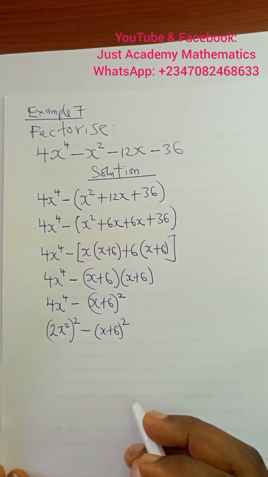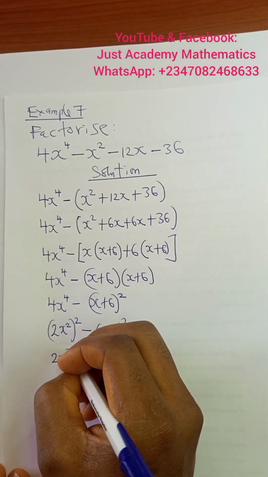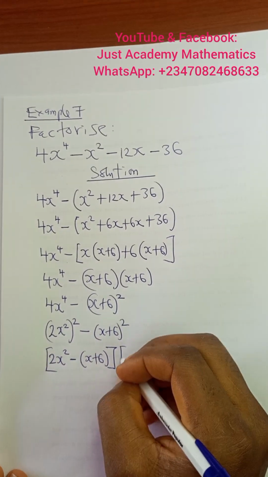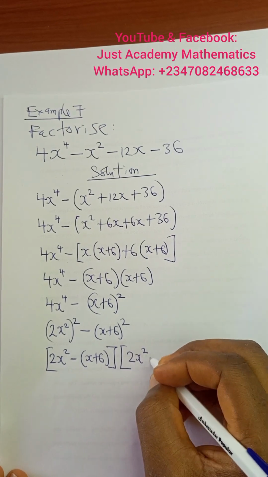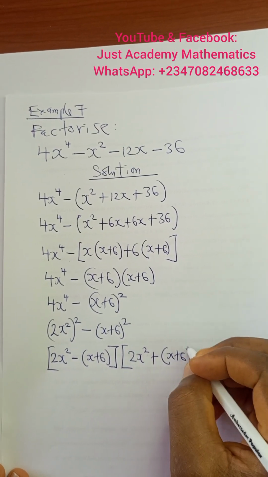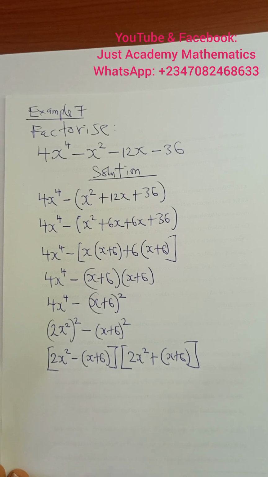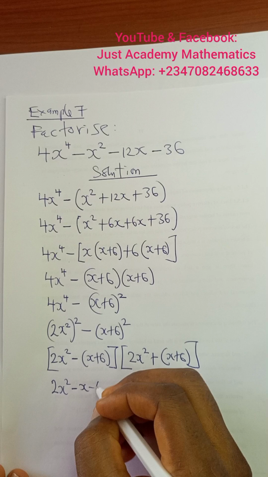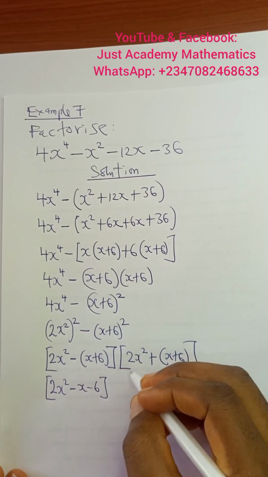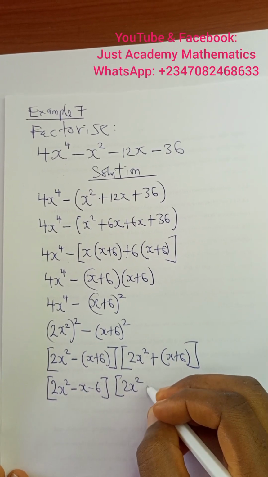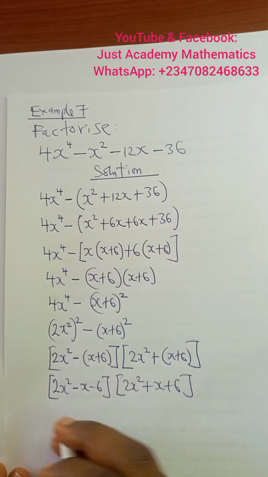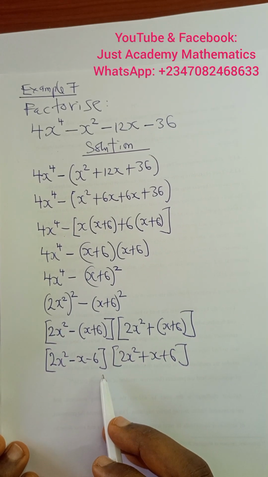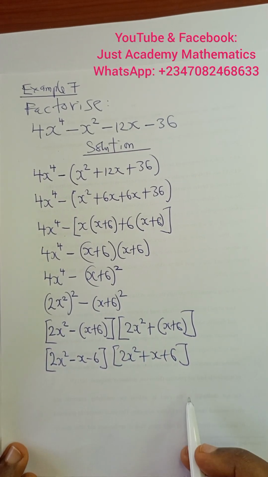Applying difference of two squares here, we are going to get that 2x squared minus (x plus 6). That is the first one. And then we'll get that 2x squared plus (x plus 6). That is by difference of two squares. So let's open up. We have that 2x squared minus x minus 6. Then here we'll have that 2x squared plus x plus 6. We can stop here if any of this cannot be factorized. But if any of this can be factorized, we are still required to factorize it further.